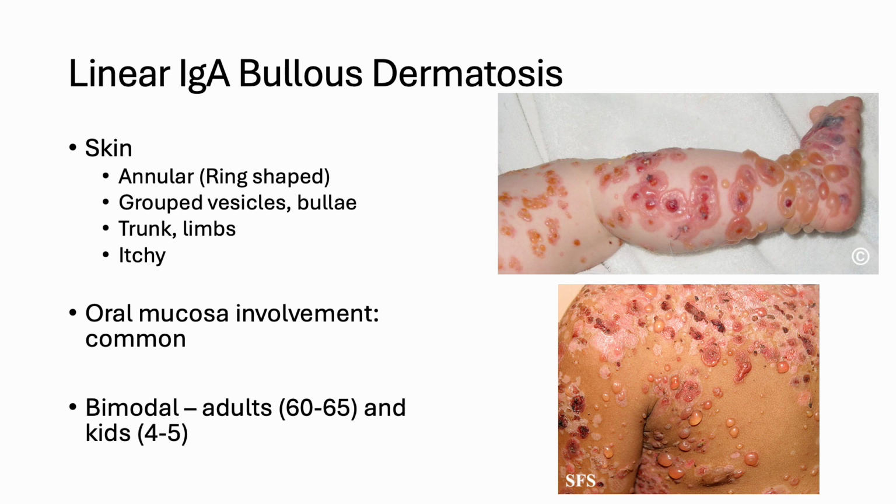The oral mucosal involvement is very common. And interestingly, this one has a bimodal age distribution. It can affect kids, as the picture shows, probably a baby, and also adults in their 60s and 65.